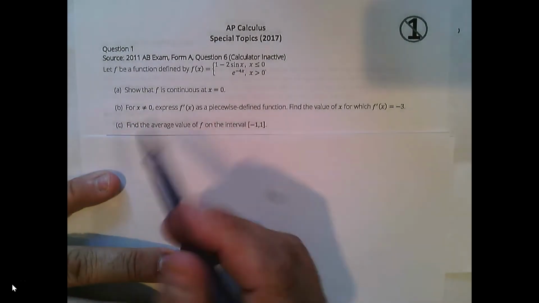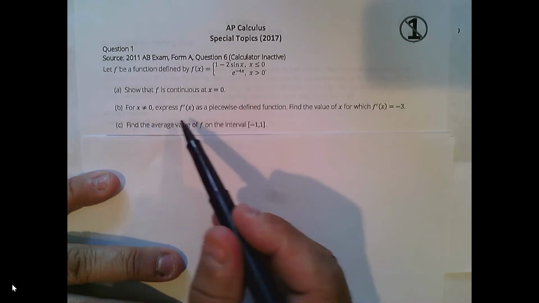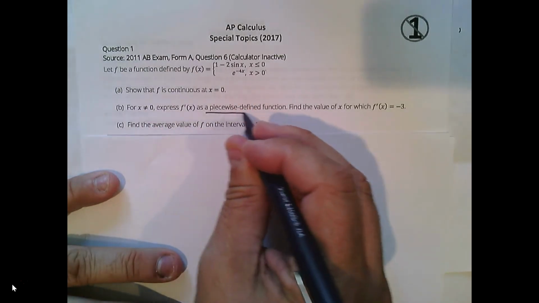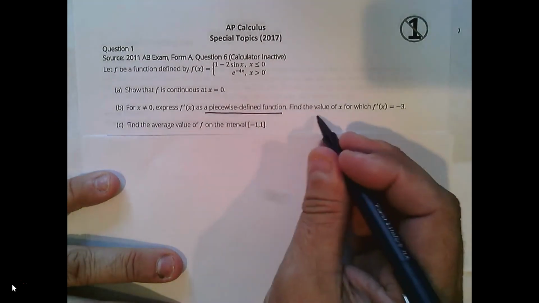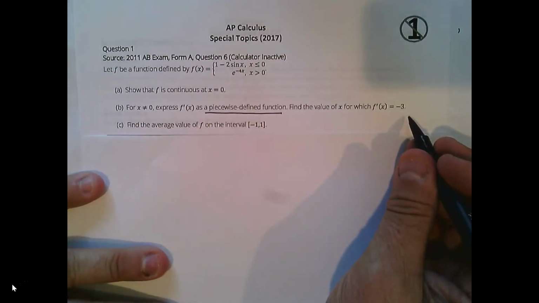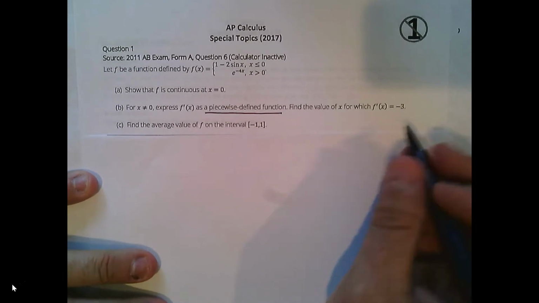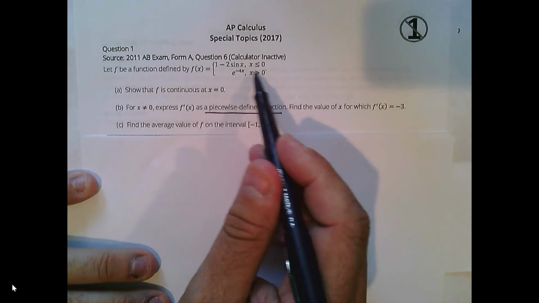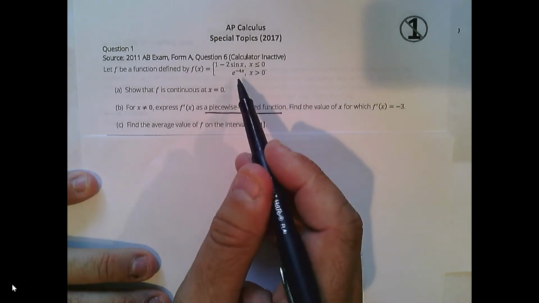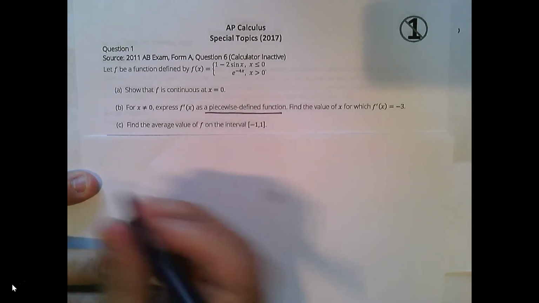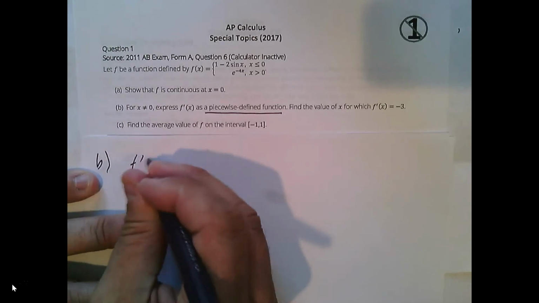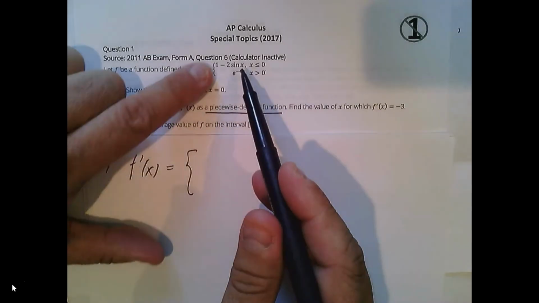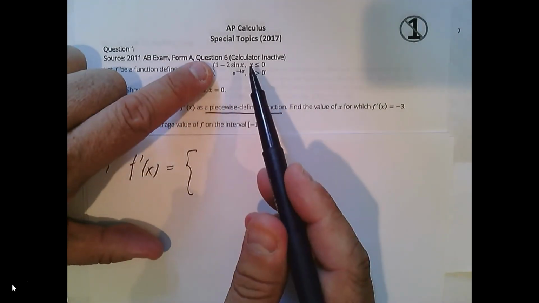Part B, for x not equal to 0, express f prime as a piecewise defined function. Find the value of x for which f prime of x is equal to negative 3. Well, what do we know? We know that f is 1 minus 2 sine of x for x less than or equal to 0, and e to the negative 4x for x greater than 0. If they want me to find f prime, it's just going to be the derivative of each piece.